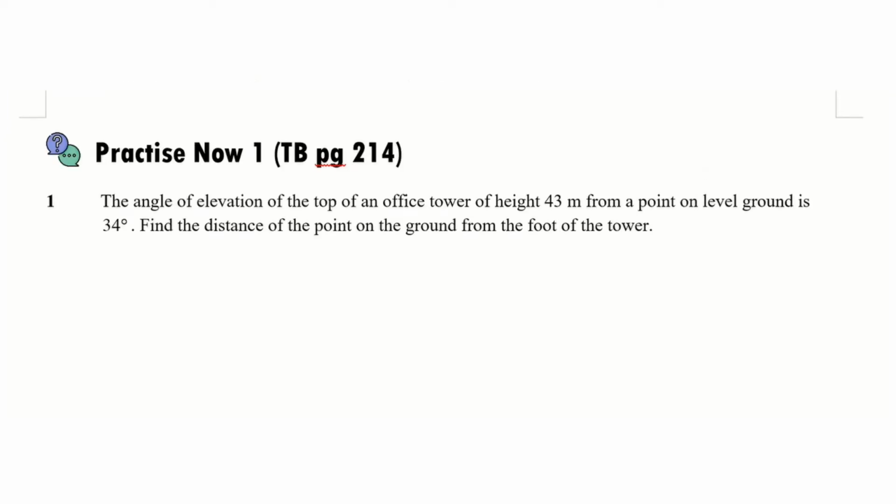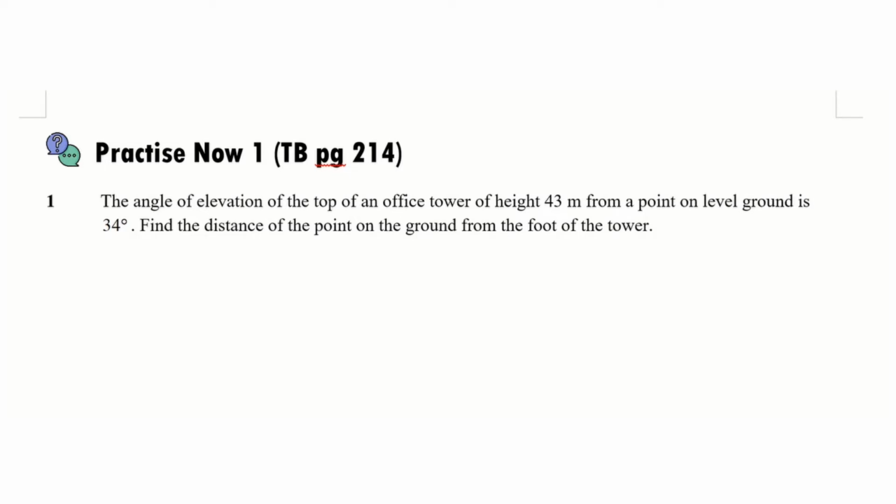So we will first take a look at question 1, which talks about the angle of elevation of the top of an office tower of height 43 meters from a point on level ground is 34 degrees. So we want to find the distance of the point on the ground from the foot of the tower. So let's break down this question first.